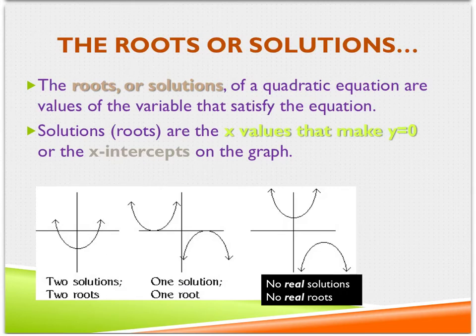So remember, so far we've talked about the different types of roots or solutions you can have to a quadratic equation. Remember that means that whenever I'm looking at the graph, if I have two solutions, that means my parabola hits the x-axis twice. If I have one solution, that means my parabola is sitting on the x-axis, just the vertex is touching. And if I don't touch the x-axis at all, I have no real solutions or no real roots.